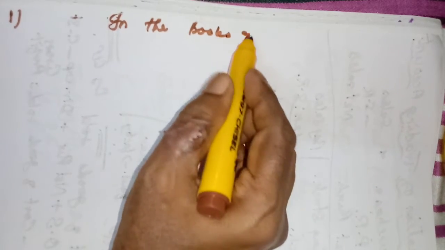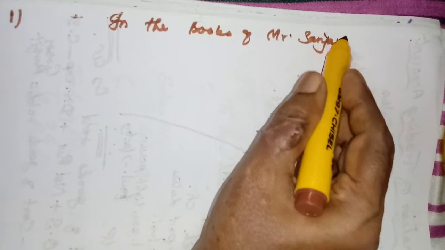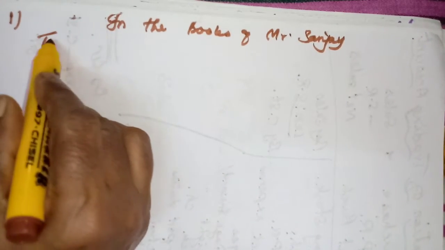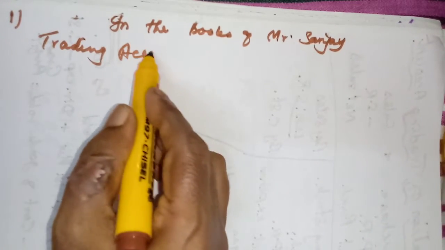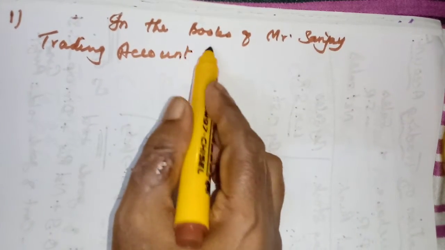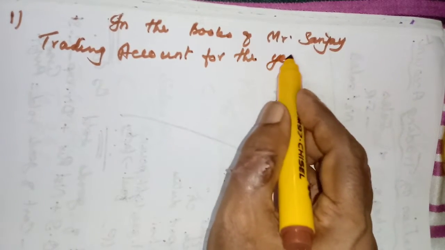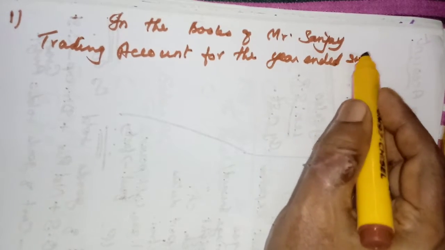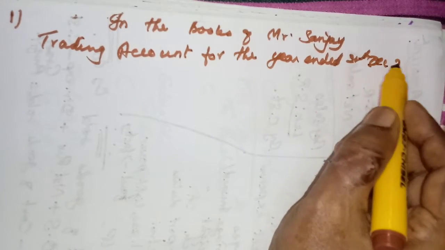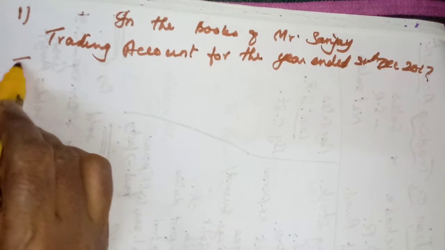In the books of Mr. Sanjay. Then next one, trading account for the year ended. That is given in the problem. You have to write like this: for the year ended 31st December 2017.